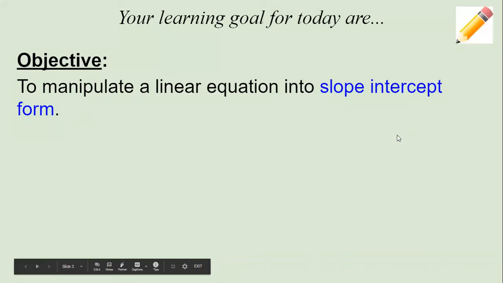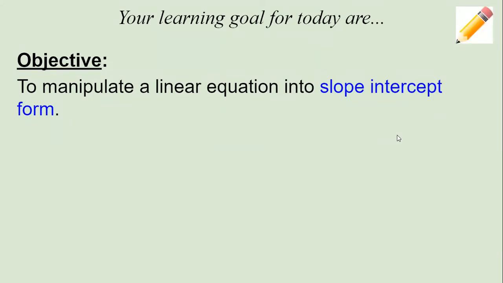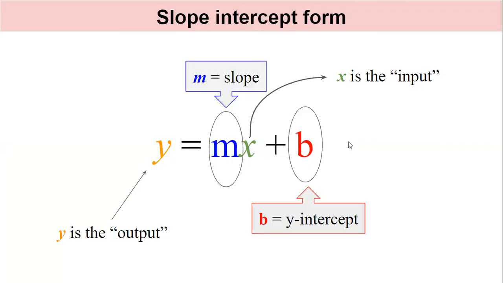All right, Algebra 1, here's your first objective: to manipulate a linear equation into slope-intercept form. Keep in mind that slope-intercept form is y equals mx plus b, okay? Remember that the m is the slope and the b is the y-intercept. This format is very important because you cannot graph a linear function if it is not in slope-intercept form.